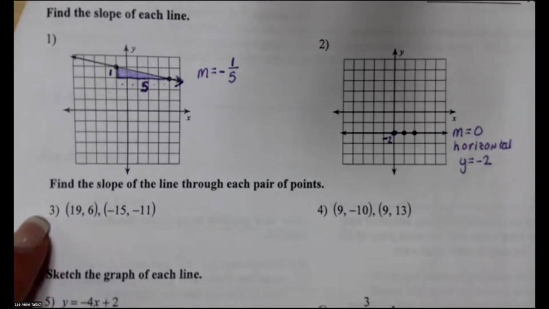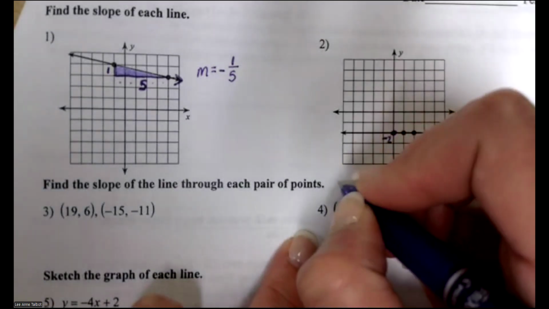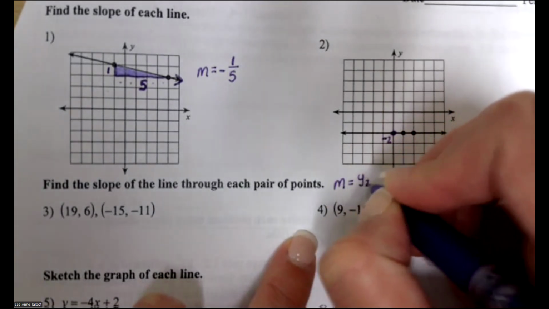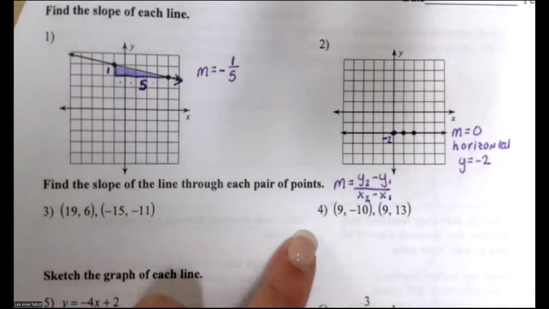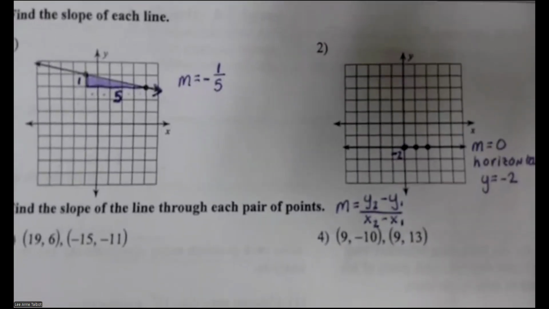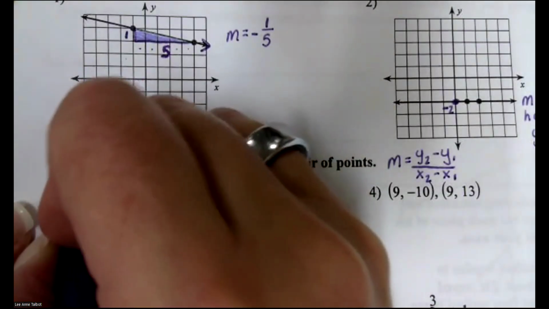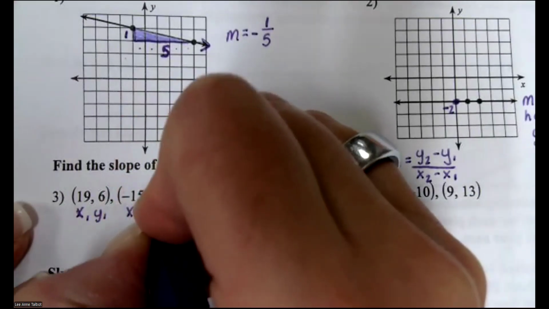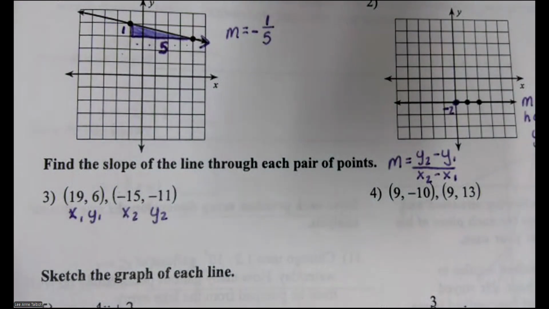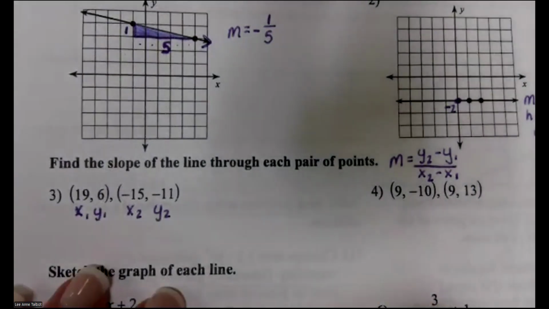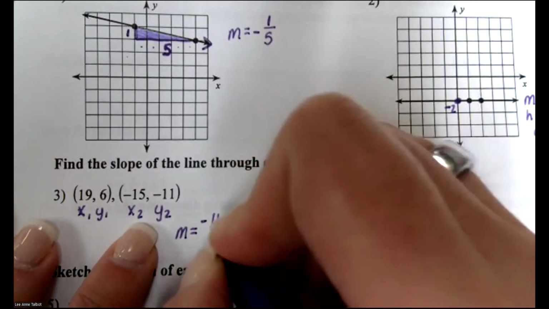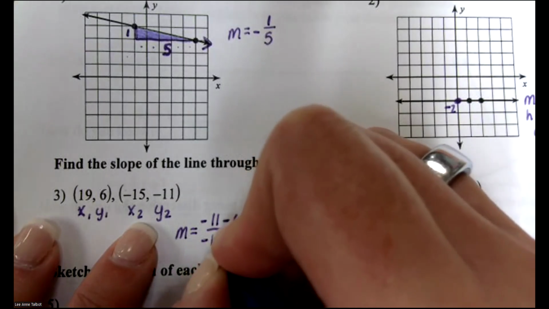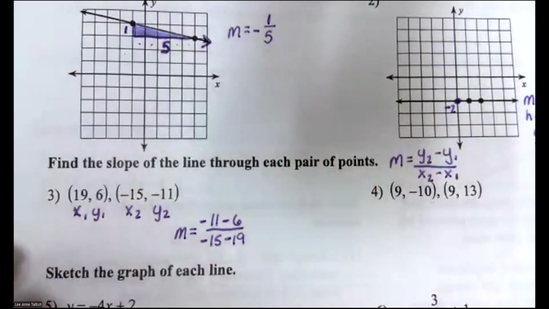Okay. Number 3, find the slope of the line through each pair of points. We need a formula for that. M equals y2 minus y1 over x2 minus x1. X1, y1, x2, y2. M equals y2 minus y1 over x2 minus x1.